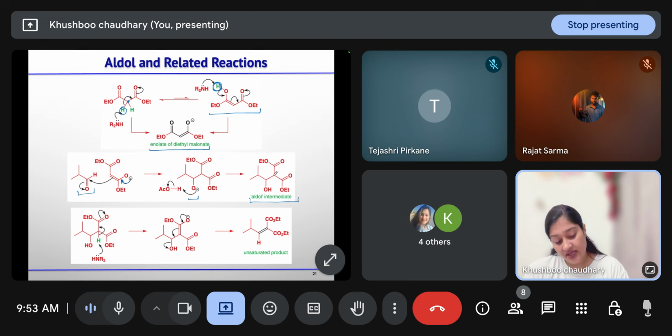Now, again, your alpha proton at the active methylene position is acidic. So base will abstract this proton, and again your enolate will generate, and then this hydroxyl group will leave through the E1cB mechanism, and you will get this unsaturated product. So in the case of esters, you will get this unsaturated product as the major product, and the reaction will not stop at the aldol intermediate stage, because of the presence of the alpha proton that is very much acidic. Is this clear?